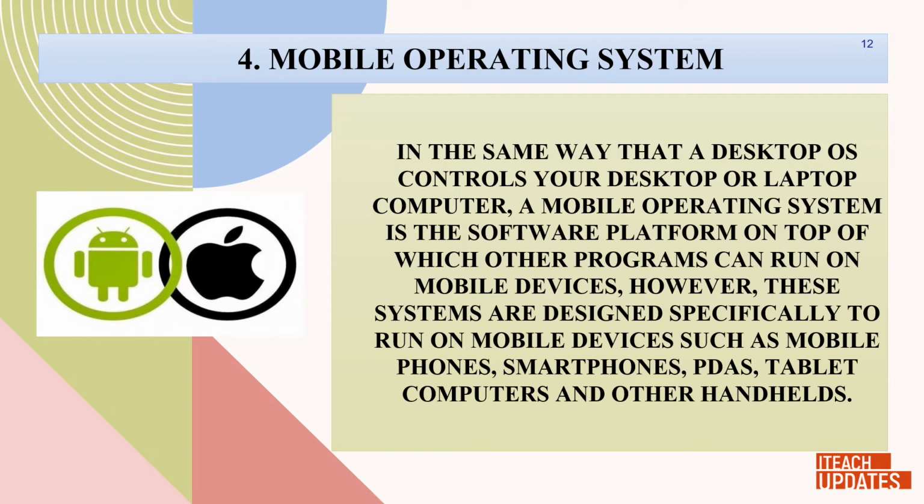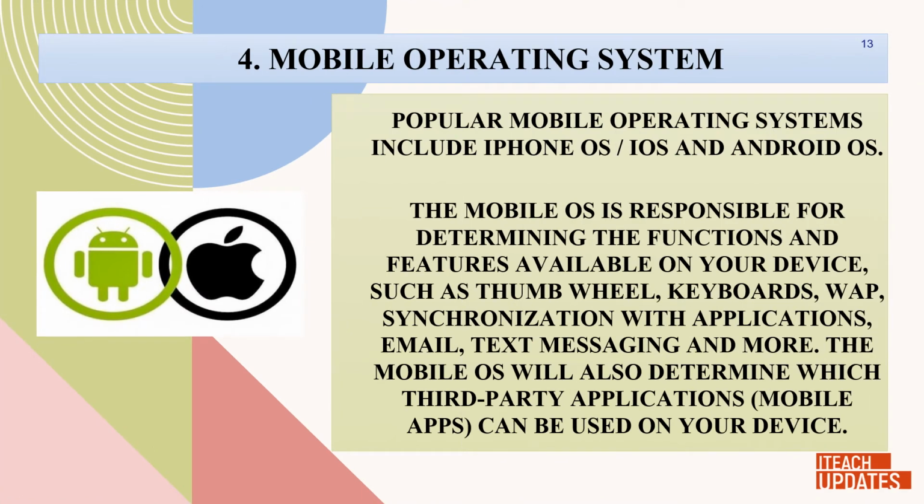Fourth, mobile operating system. In the same way that a desktop OS controls your desktop or laptop computer, a mobile operating system is the software platform on top of which other programs can run on mobile devices. However, these systems are designed specifically to run on mobile devices such as mobile phones, smartphones, PDAs, tablet computers, and other handhelds. Popular mobile operating systems include iPhone OS, iOS, and Android OS.